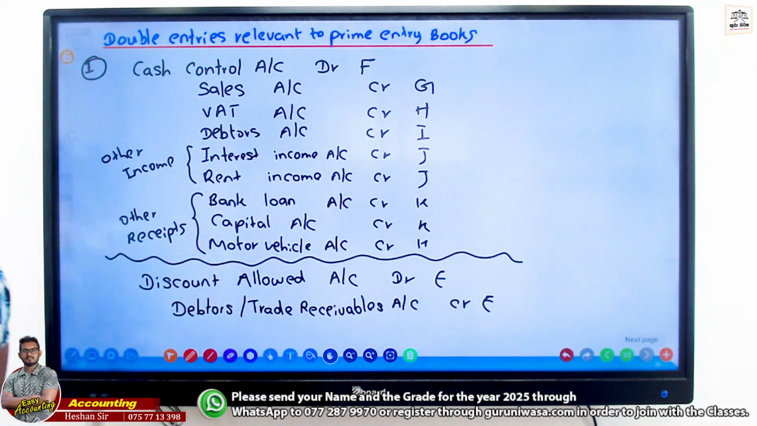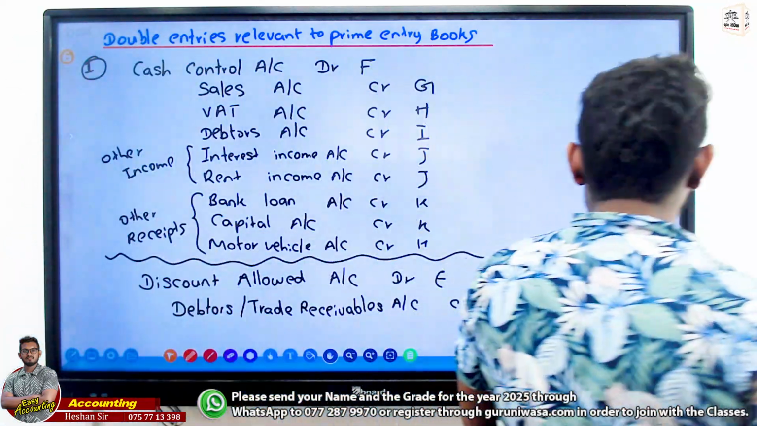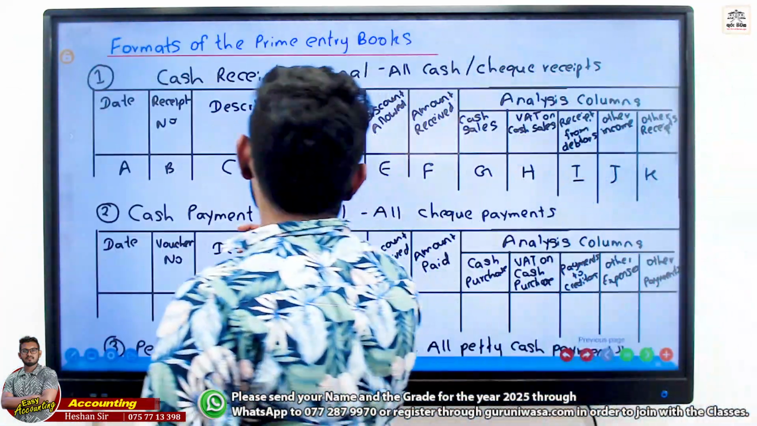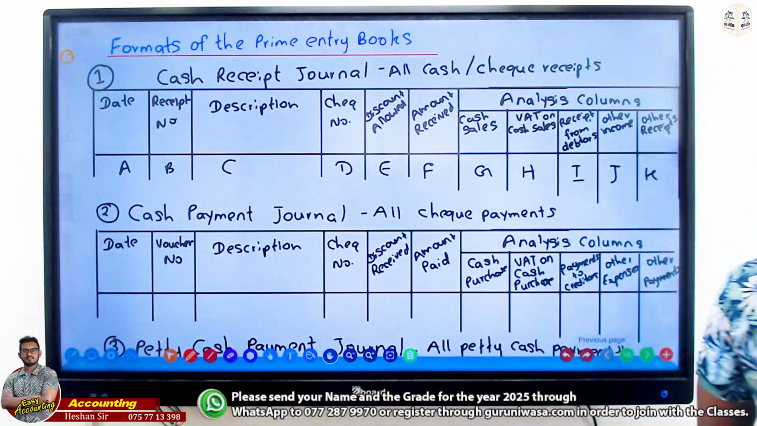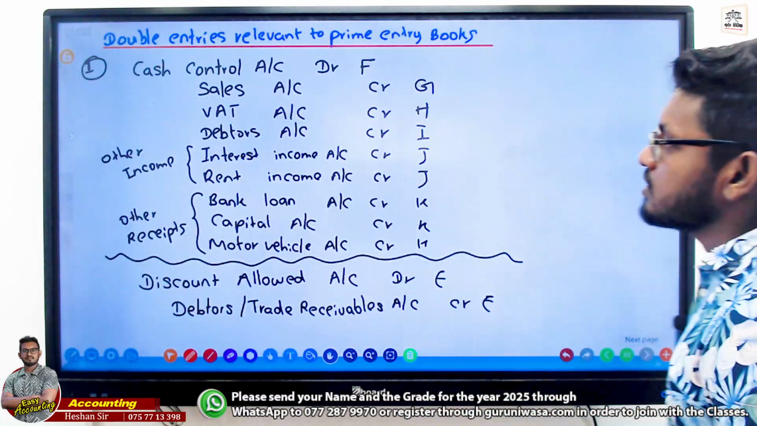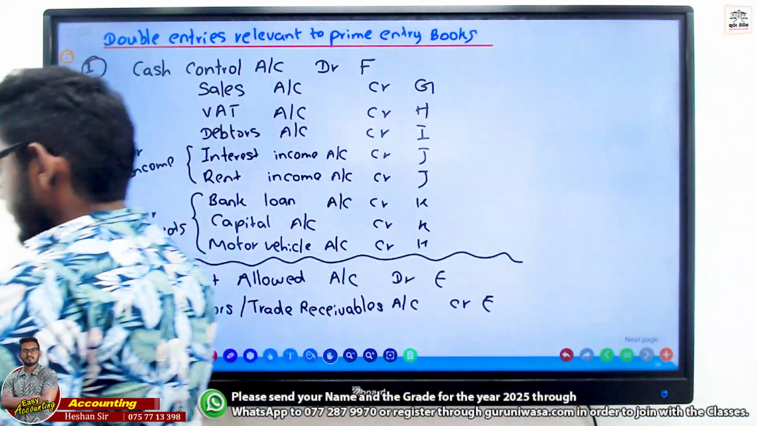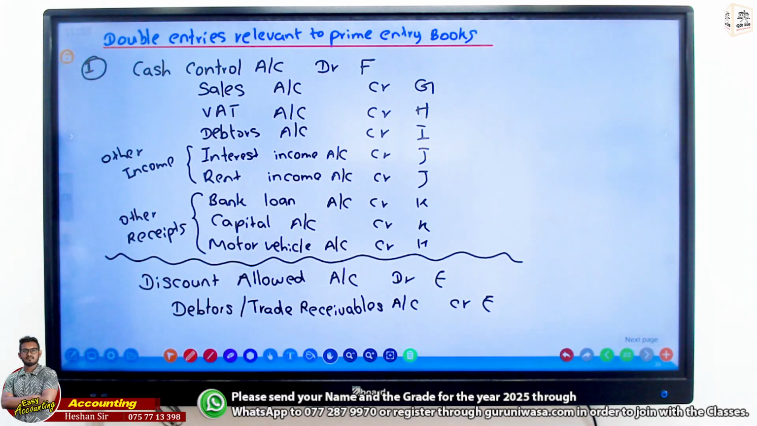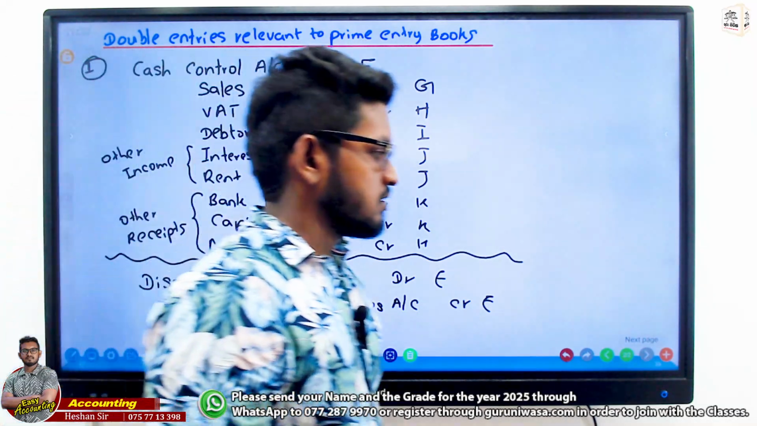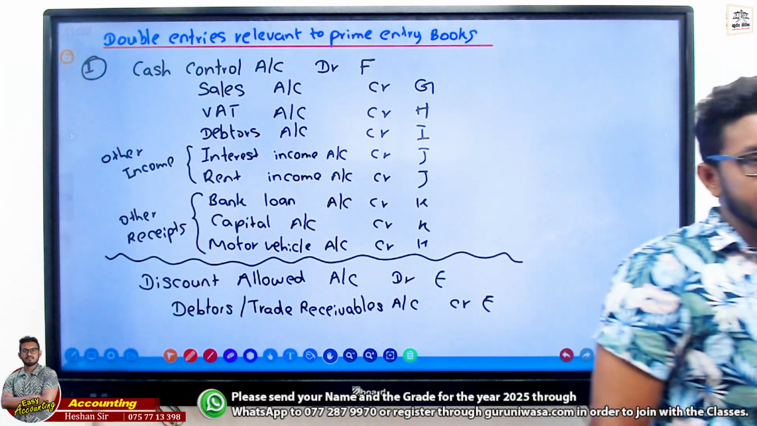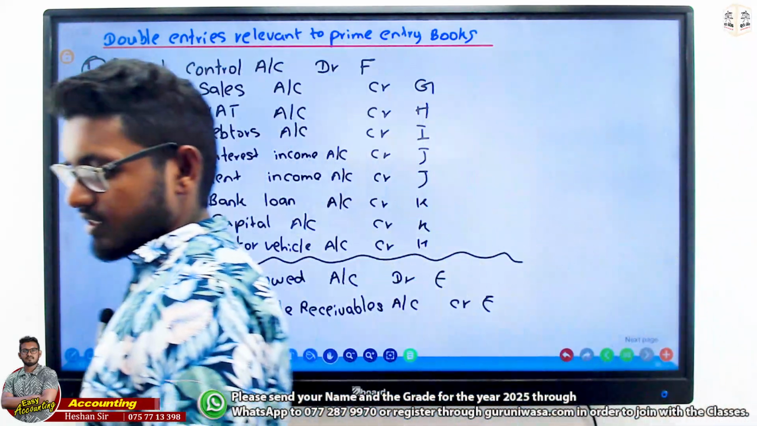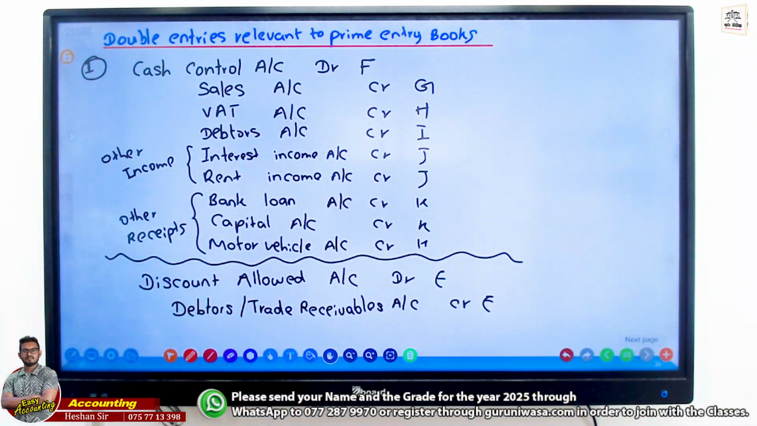All done? Make sure to write these things, right? 1, A, B, C, D, E, F, G, H, I, J, K. Then you can write the double entries like this. Once we finish, raise your hands. I think we don't have enough time to do the activity. I'll upload the recording regarding the activity. We need to go to the control accounts.